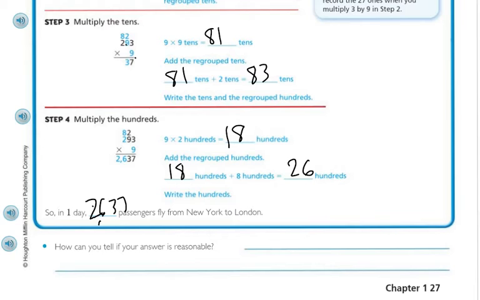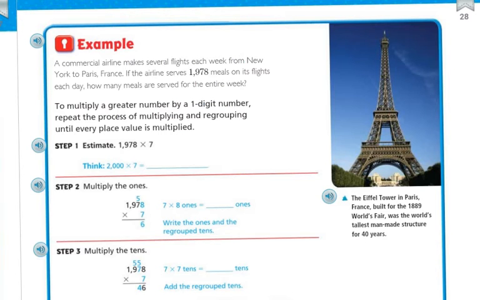How can you tell if your answer is reasonable? Well, I can compare my answer to the estimate. Since 2,637 is close to the estimate of 2,700, the answer is reasonable.